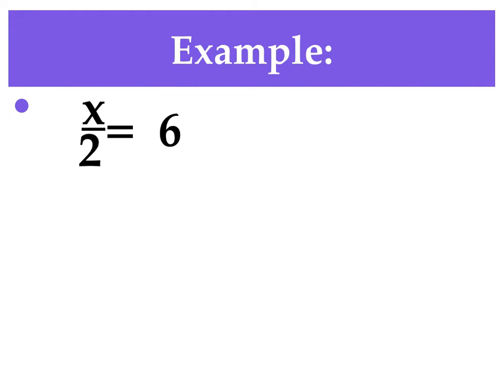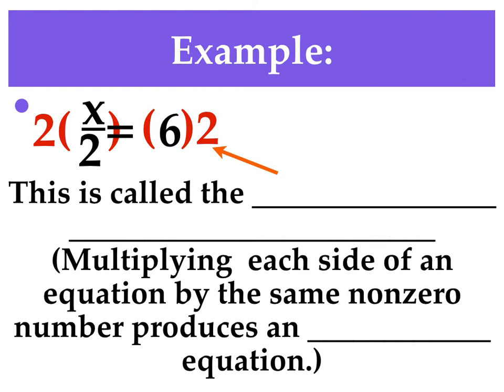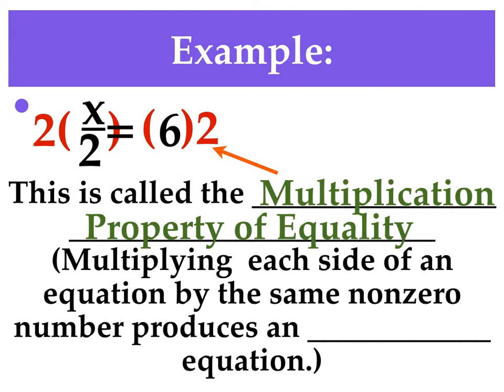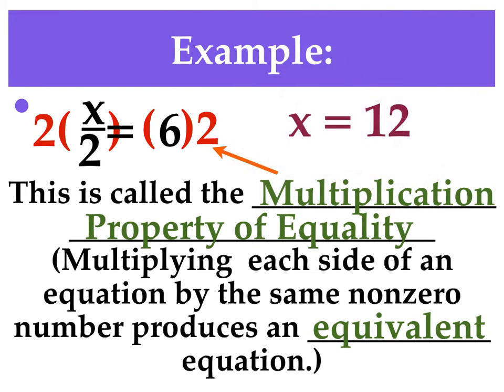In the next example, we're given x divided by 2 equals 6. The opposite or inverse of dividing by 2 is going to be multiplying both sides of the equation by 2. This is going to be called the multiplication property of equality. Multiplying each side of an equation by the same non-zero number produces an equivalent equation. When we multiply both sides of this equation by 2, we're going to be left with x equals 12.